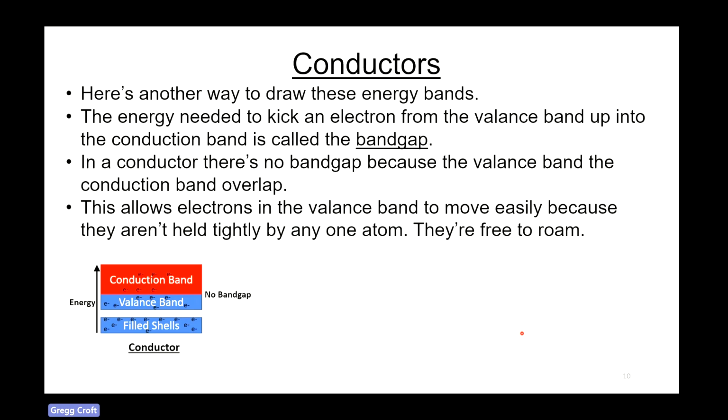Here's another way to draw these energy bands. By the way, we've probably all heard the term band gap before. The band gap is the energy needed to kick an electron from the valence band up into the conduction band. In a conductor, there's no band gap because the valence band and the conduction band overlap each other, just like this drawing down here. This allows electrons in the valence band to already move around easily from atom to atom, because they're not bound tightly to any one atom.